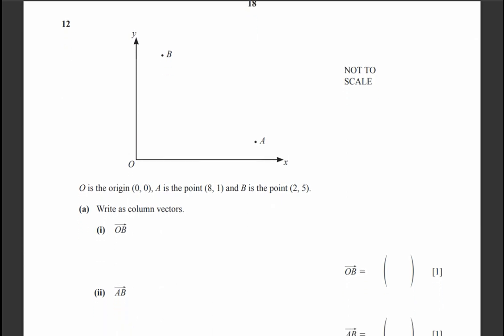For question number 12, and it is the last question here. He's telling me that O is the origin and A is (8, 1), B is (2, 5). Write as a column vector OB. OB means the end minus the start. So it will be vector B minus vector O, equals vector B, which is (2, 5), minus O, which is (0, 0), equals 2 minus 0, 2, 5 minus 0, 5, so it will be (2, 5).